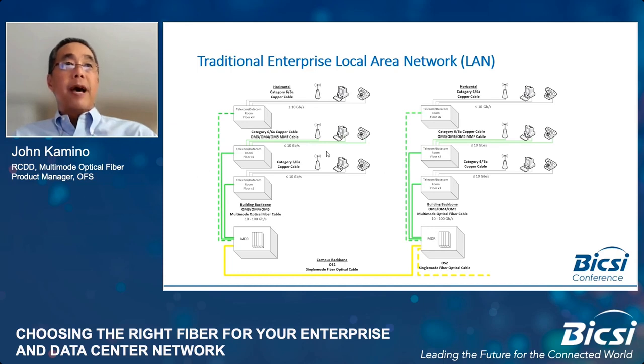In the campus backbone, because those links are longer, typically 500 meters and greater, you see a lot more single mode fiber deployed. Again, single mode's designed to support longer link lengths, and multimode is really not capable of supporting very high speed links over long distances like that.